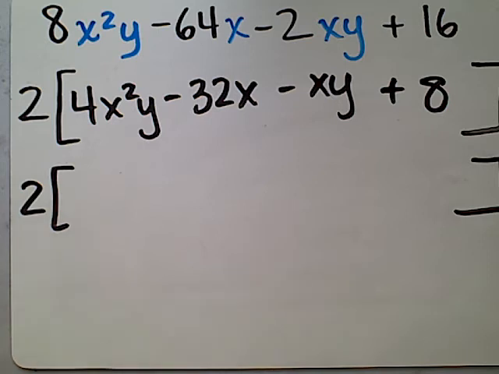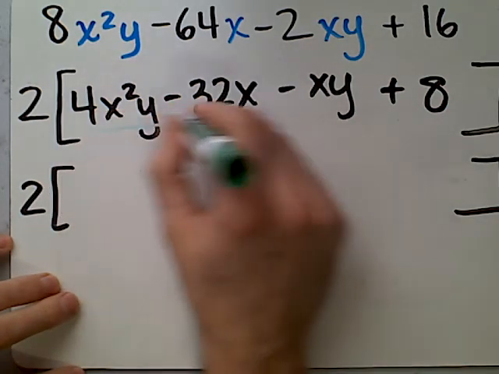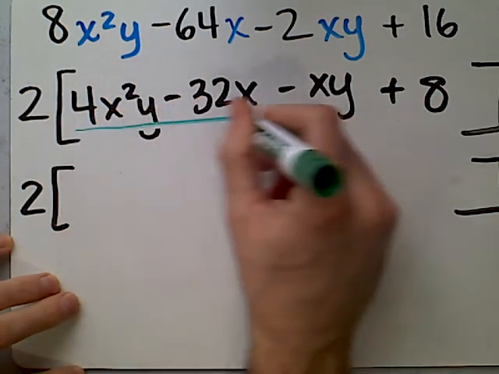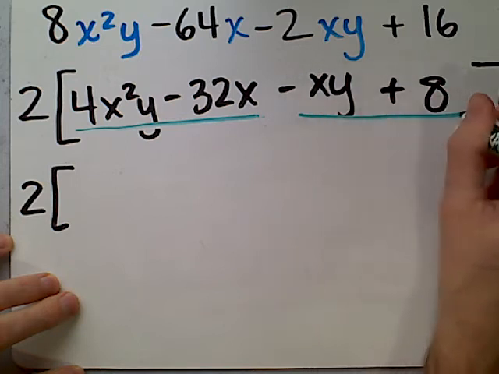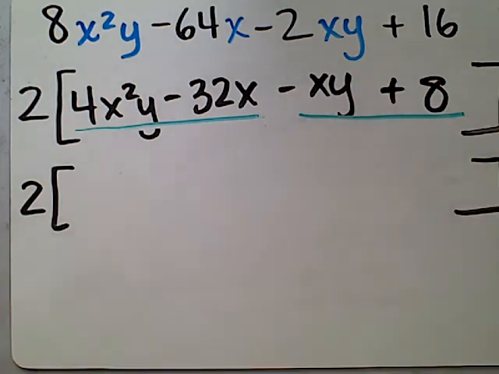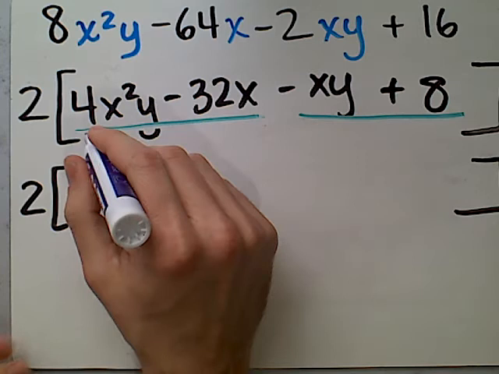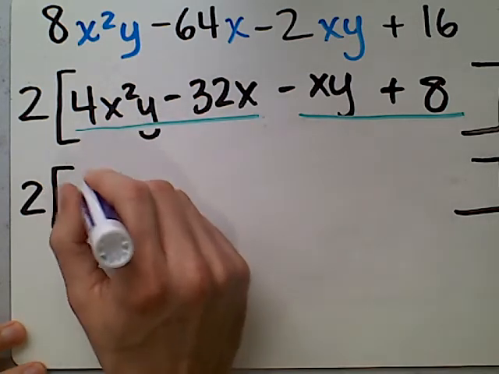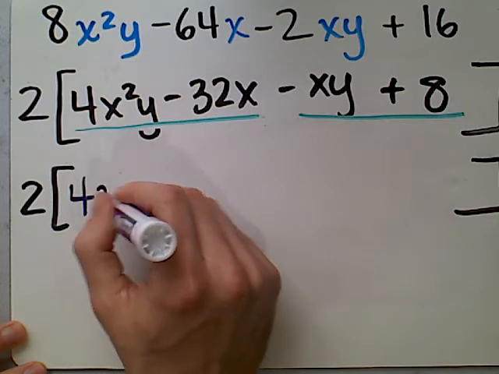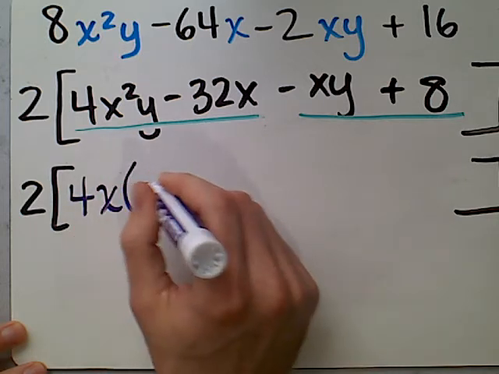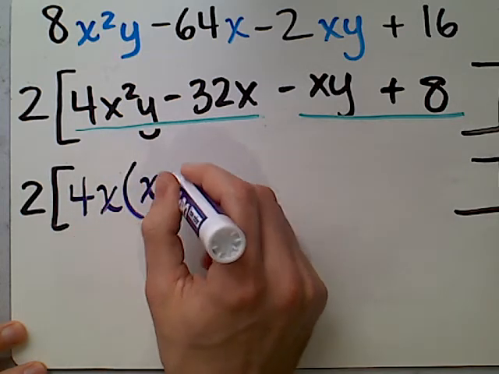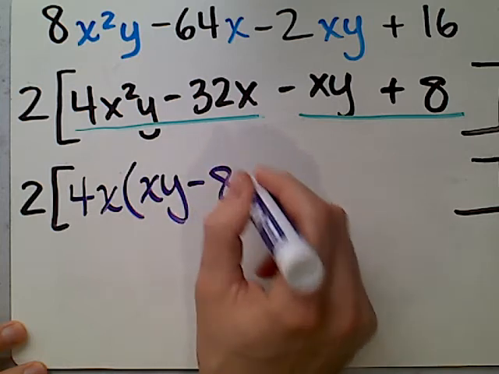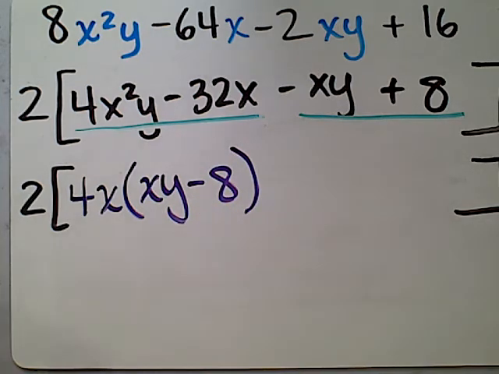So looking at what's inside of these 4 terms, we've got this set of 2 here and this set of 2 here. Starting with the first set, 4x squared y minus 32x. I can take a 4 out, and I can take a singular x out, leaving me with xy minus 8 once I take that 4x out.